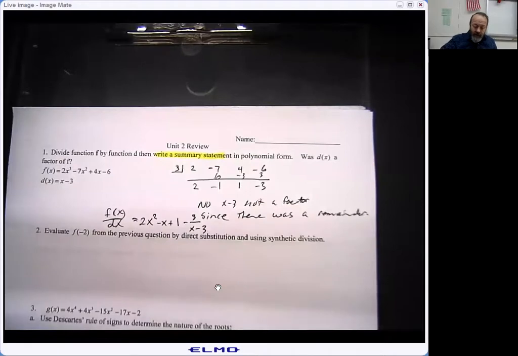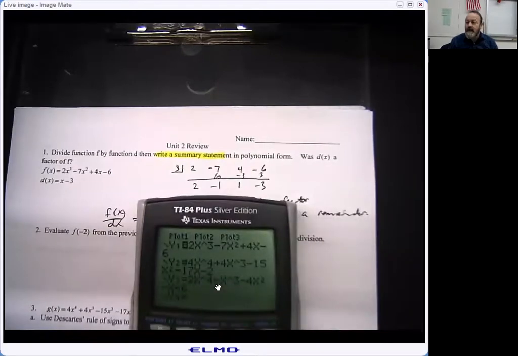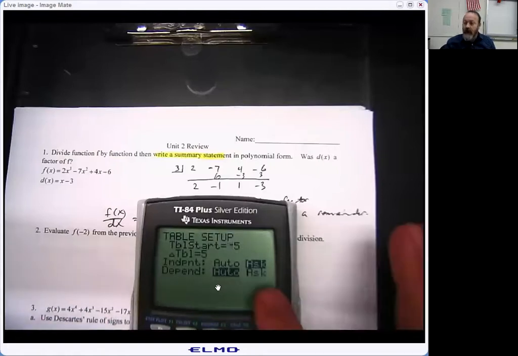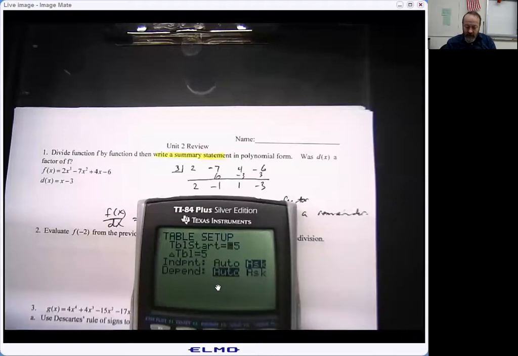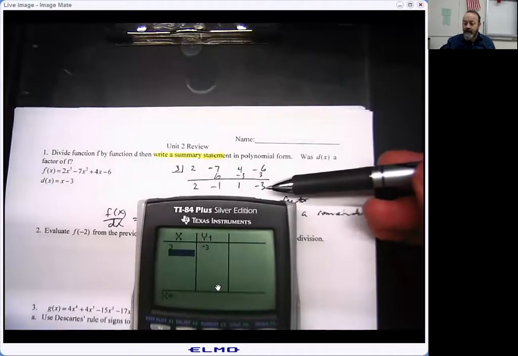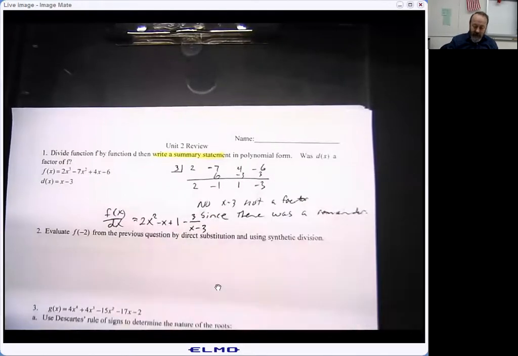One thing I personally would love to see you guys do is that I've put the first few questions in here on my calculator, ready to go. So I'm going to double check that I didn't make a mistake. If my table is in ask mode as I have it set up, I can go in here, still have some old stuff from other questions, and just hit the number 3. It confirms that I did have a remainder of negative 3, so I know I didn't make a mistake.